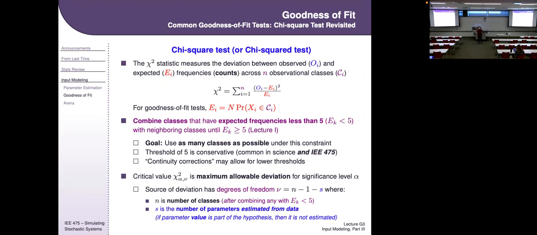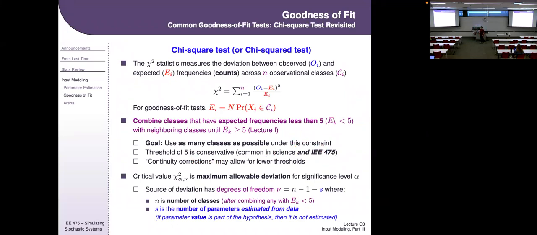So if there's an option of combining 2 on the left or 1 on the right, well, if you can manage to get away with not eliminating an interval, then go that way, because we want as many intervals as possible to make the chi-squared test work as well as possible. This 5 is a conservative threshold. It's what we use in this class. I think it's what's used in 380 as well, and it's generally common in science.